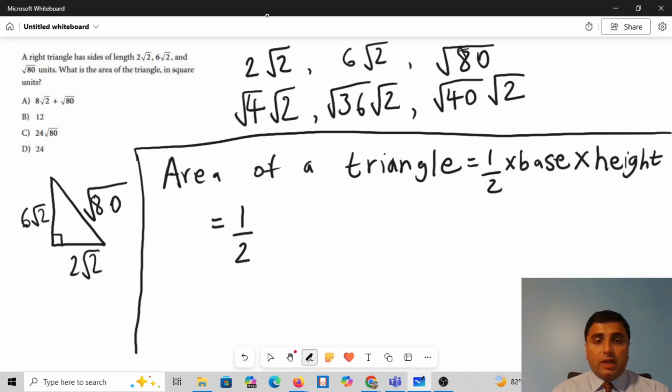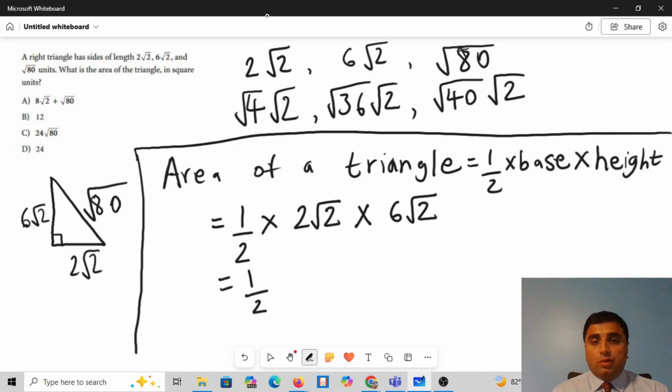This is equal to half times the base, which is 2 times the square root of 2, multiplied by the height, which is 6 times the square root of 2. And that is going to be equal to half times 2 times square root of 2 times 6 times square root of 2. In order to multiply this, we multiply these particular integers first. 2 times 6 equals 12.